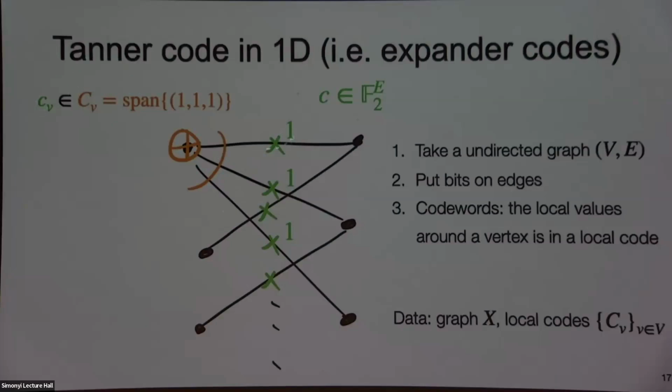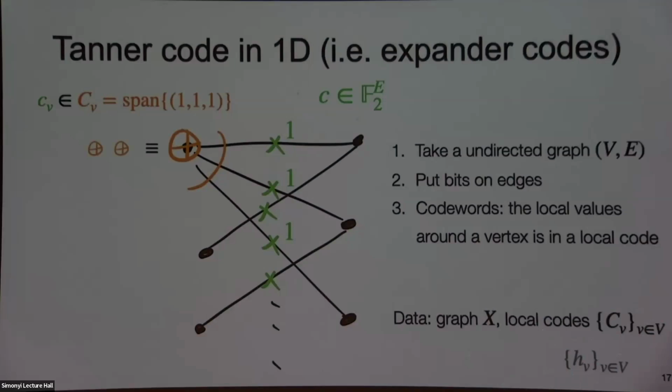So in this example, around this vertex you have values 1, 1, 1, and this forms a vector, and you want this vector to be inside some code. Right, so that's the definition. That's how you can construct these Tanner codes. Given a graph and the local codes, that gives you a global code. And sometimes later on, it'll be useful to look at the parity-check matrix of the local code, which we'll denote as H.